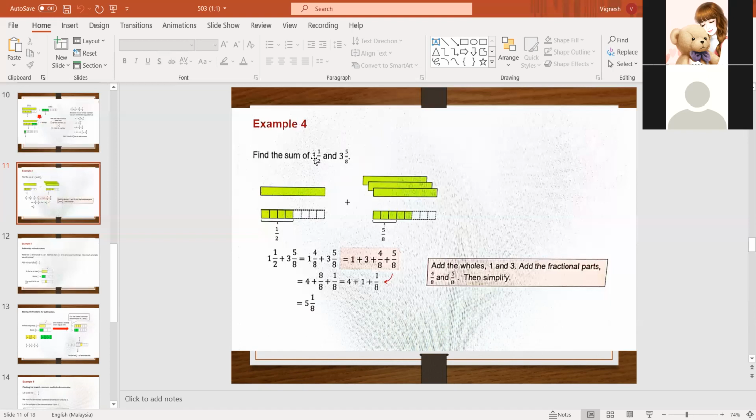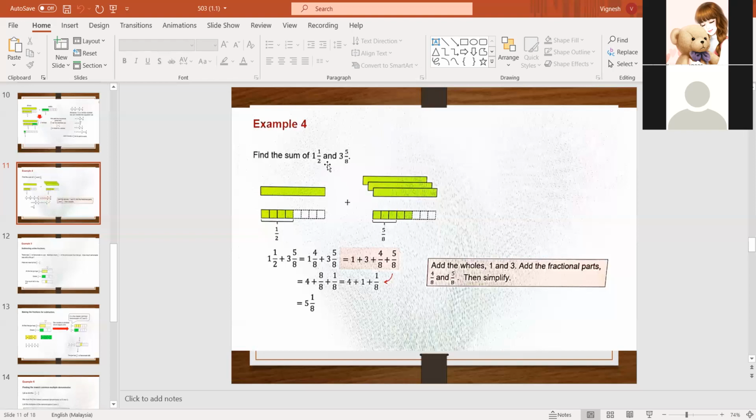Try to take out the 1 and 3, because 1 and 3 are already the whole numbers given in the question, right? So you just add up 1 plus 3 is equal to 4. So 4, make sure you put it aside. Okay, 4. And then 1/2 plus 5/8. As I said earlier, you have to make the denominator equal, correct or not?